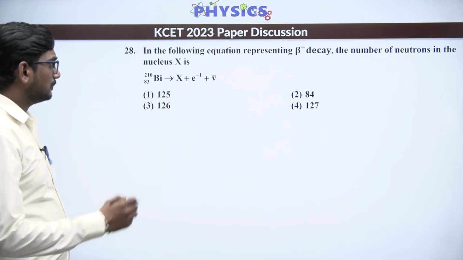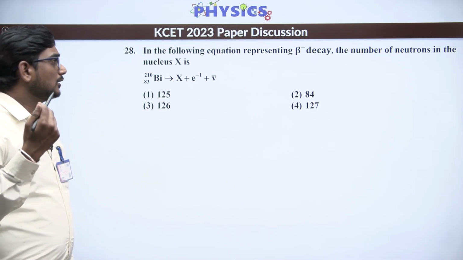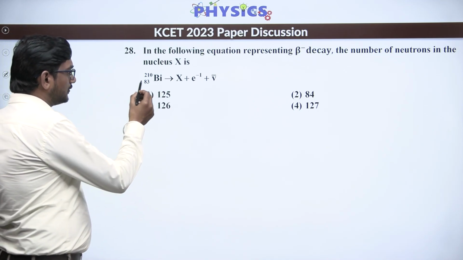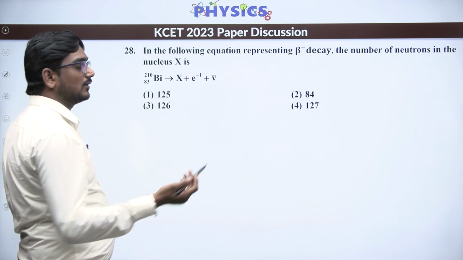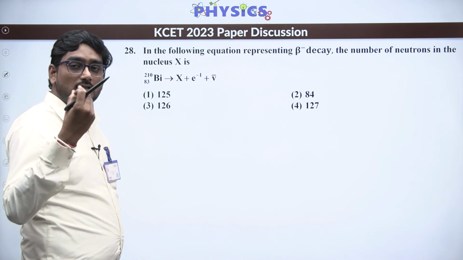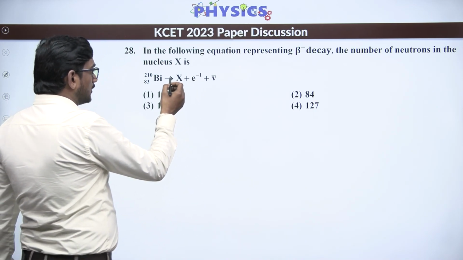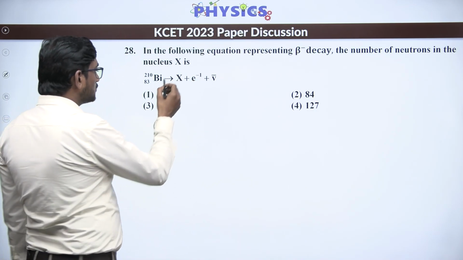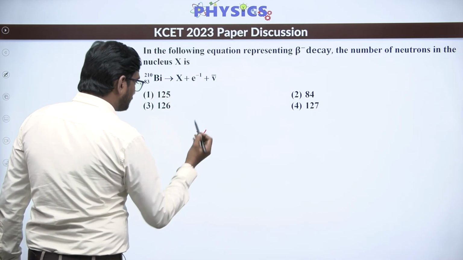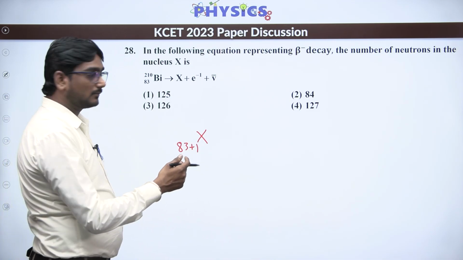Here beta decay is happening. Now the question is, find the number of neutrons in the nucleus of X. Alright. So here if you see, in beta decay, what happens basically? In beta decay, one neutron is converted into one proton and a beta particle, right? So if it is converted into one proton, what will be the number over here? You can say it will be 83 plus 1, atomic number you can say.